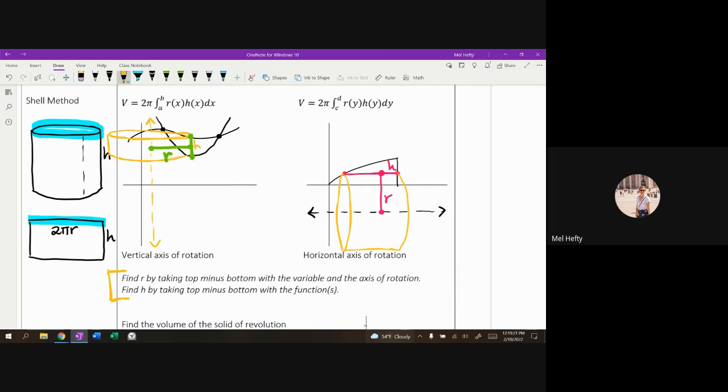So is the height parallel to the radius? Like perpendicular? Yeah. Yes. Well, yes. I'm sorry.